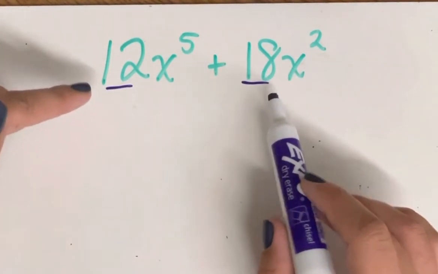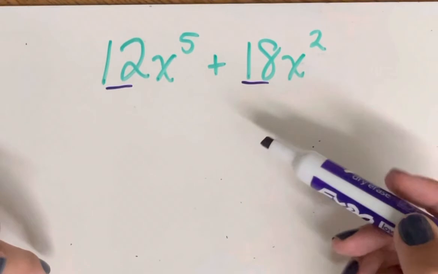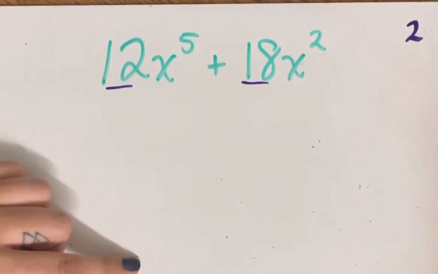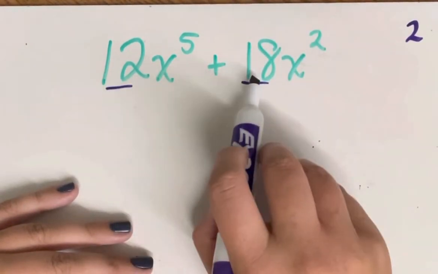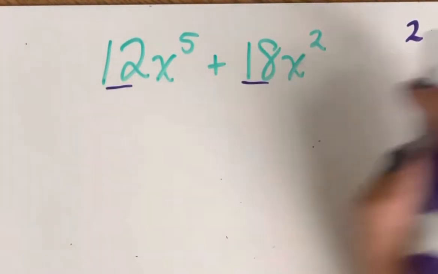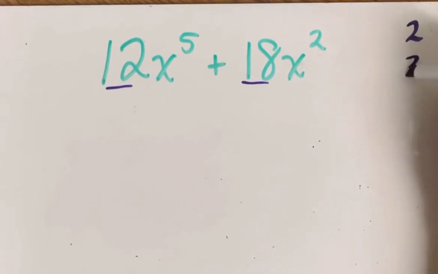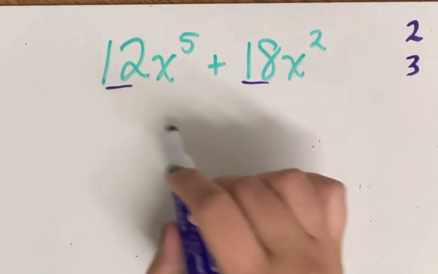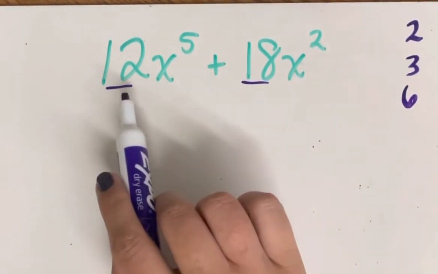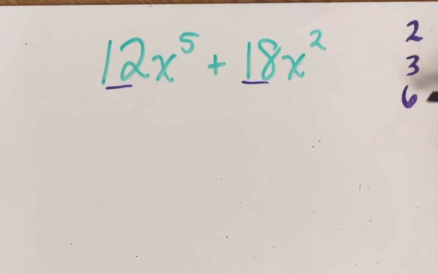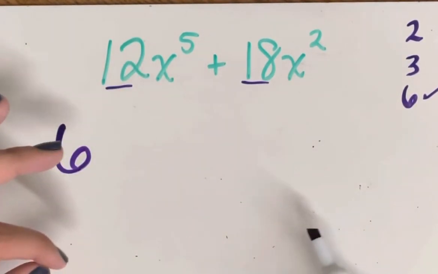So 12 and 18, if I start thinking about their common factors, I know that 2 is a common factor because they're both even. 4 is a factor of 12, but not of 18. 3 is a factor of both of them. And 6 is a factor of both of them. 9 is a factor of 18, but not of 12. So it looks like these are the factors that they seem to have in common. So of those, 6 is the greatest. So 6 will be the coefficient of the greatest common factor.